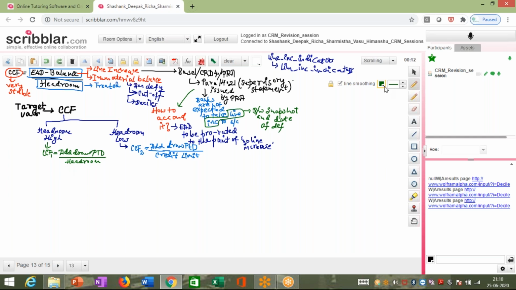Now, when I talk about this additional drawing prior to default, there are two components which can also add to the volatility of the CCF. While we talk about high headroom and low headroom, one of the most important questions which we tried identifying is the cutoff, the headroom cutoff.